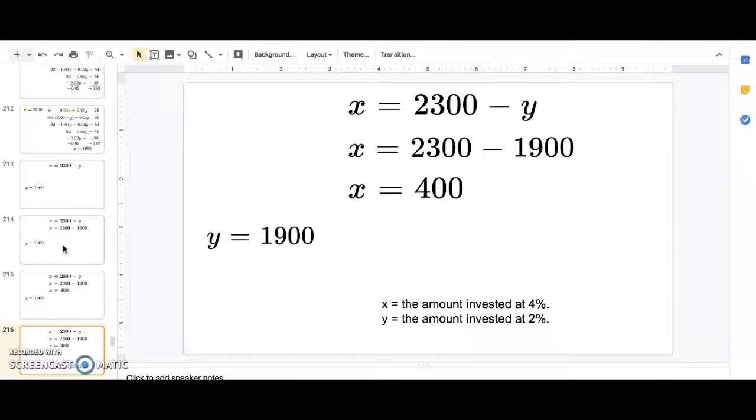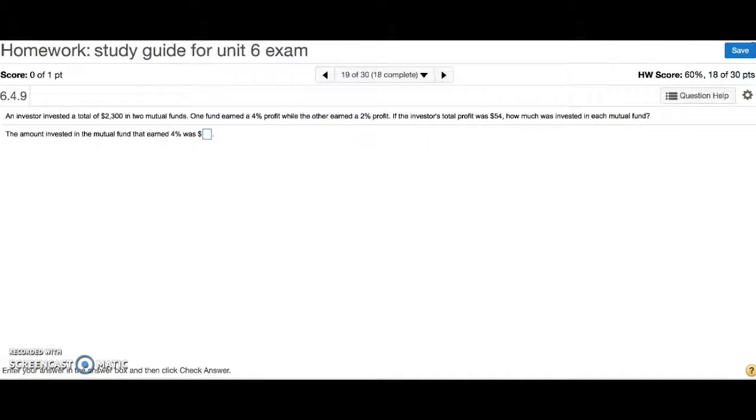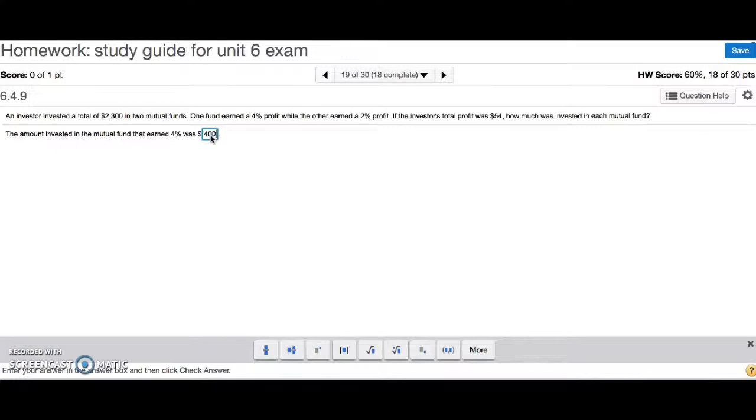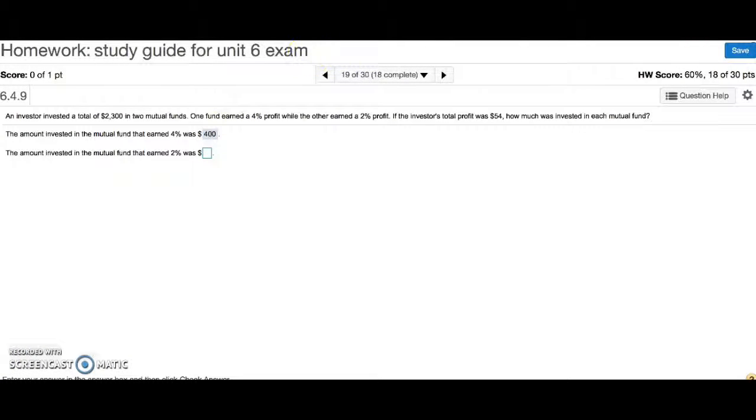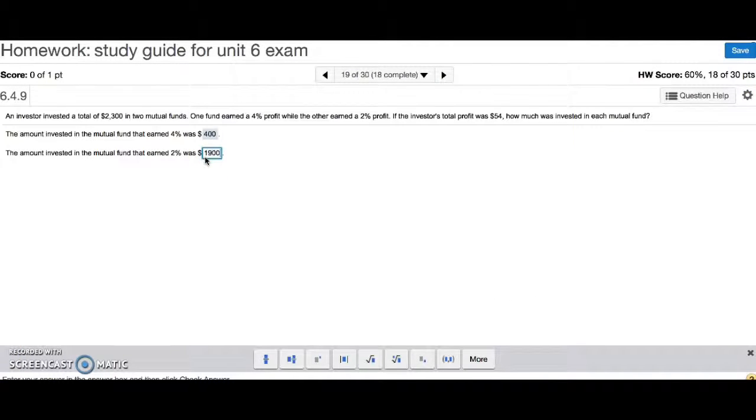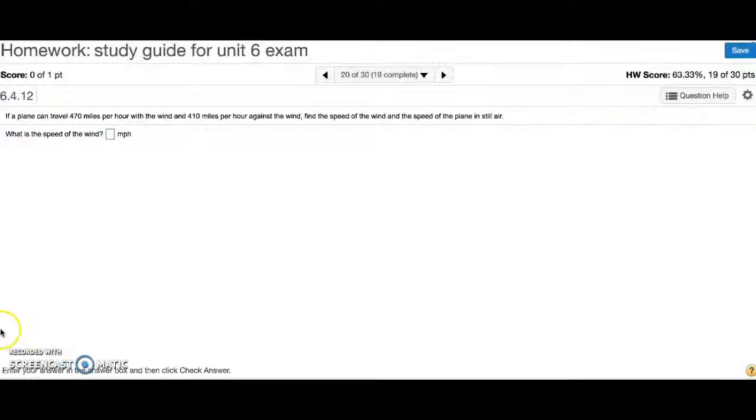So remember, x is my amount invested at 4%, y is the amount invested at 2%. So it's asking me first for the 4%, so that is x and that is 400. Now the 2% is y and that is 1900. Okay, and that is number 19.